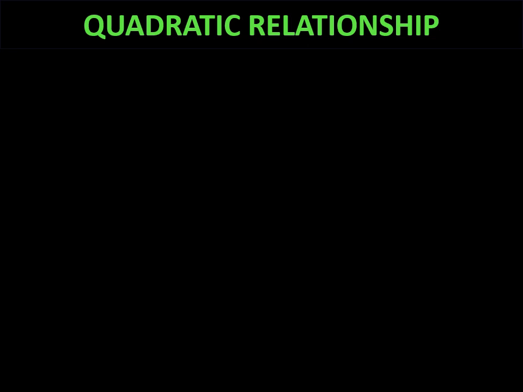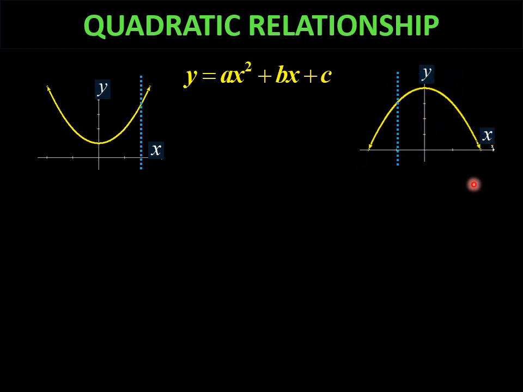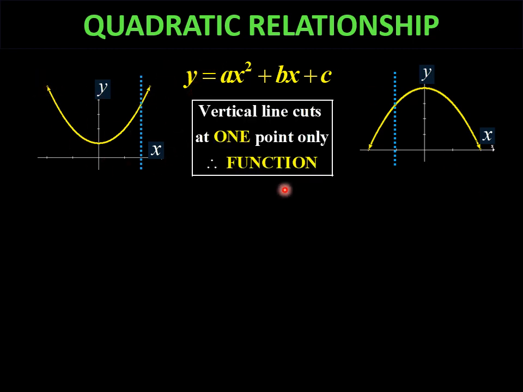Let's consider the quadratic relationship. y equal to ax squared plus bx plus c. Let's look at the case where a is greater than 0. In other words, we have a shape like that, and this particular shape, as you can see, is a parabolic shape. Let's apply the vertical line test. Cuts once, always cuts once, therefore that would represent a function. Let's take the case where a is less than 0. So we have this shape there. Let's apply the vertical line test. Always cuts once as well. So this quadratic relationship represents a function.